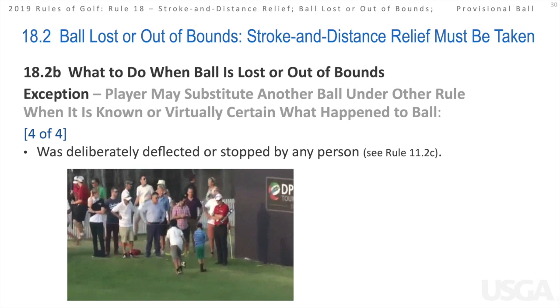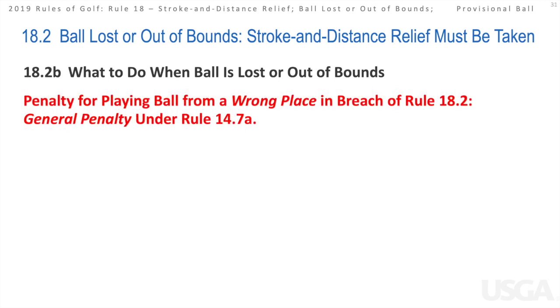Or you have a case where maybe the ball was deliberately deflected or stopped by a person. I think this comes into play more often on tour when you have spectators, but it falls under that specific rule, and they would not be required to take stroke and distance. They would have additional options in that case. The penalty for a ball that's played from a wrong place, so if we don't act properly when stroke and distance is required, is the general penalty, which is 2 strokes in stroke play, loss of hole in match play.